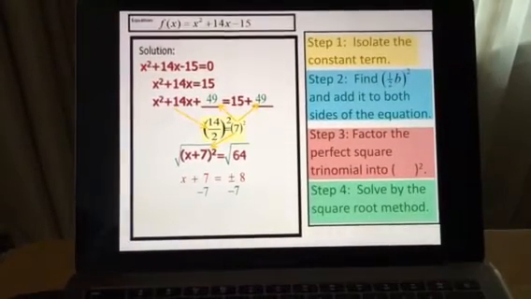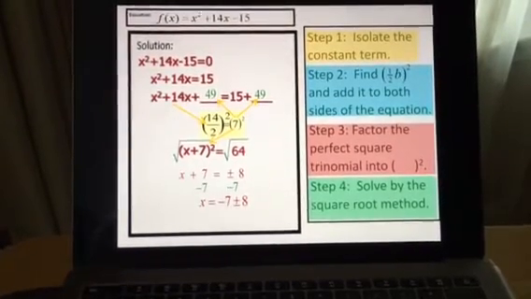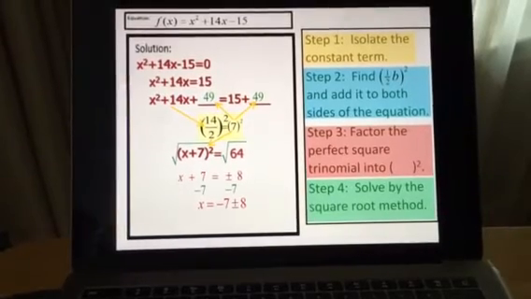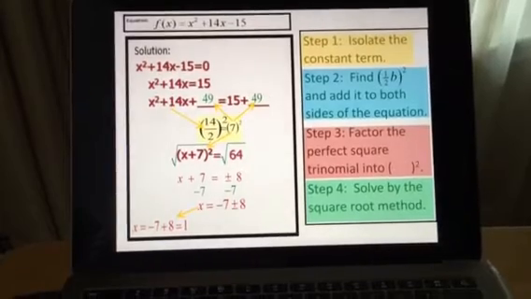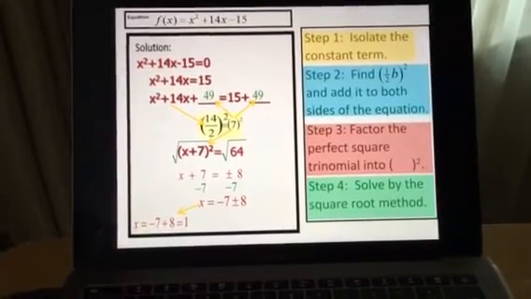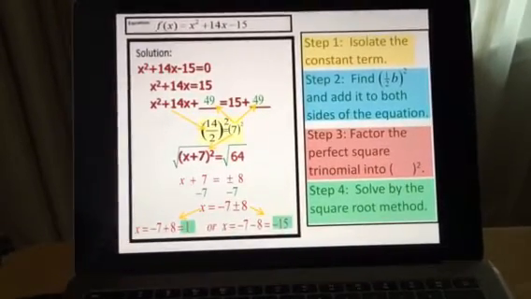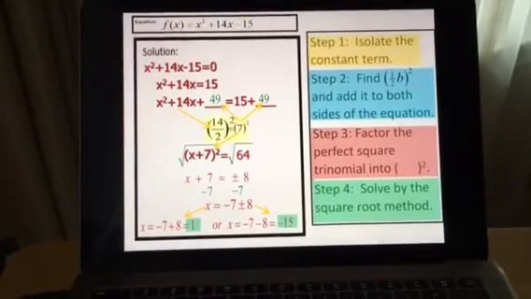So x is equal to negative 7, because we subtract 7 on each side, and we get negative 7 plus or minus 8. So let's work with the positive first. x is equal to negative 7 plus 8, which gives us 1. And x is equal to negative 7 minus 8, which gives us negative 15.